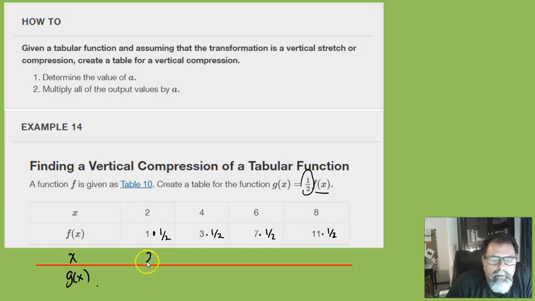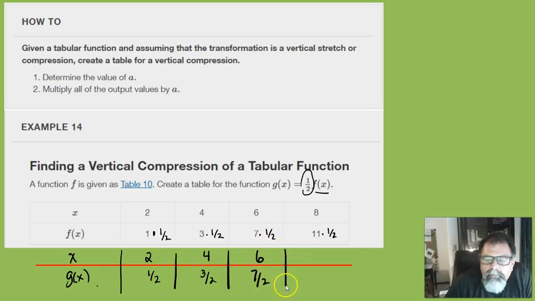So the x, we're going to leave it alone. 1 times 1/2 is 1/2. X, leave it alone. 3 times 1/2 is 3/2 or 1.5. 6, leave it alone. 7 times 1/2 would be 3.5 or 7/2. We'll just leave it that way. And then 8, leave it alone. 11/2 or 5.5 or 5 1/2. I'll leave it so you can see what I did.